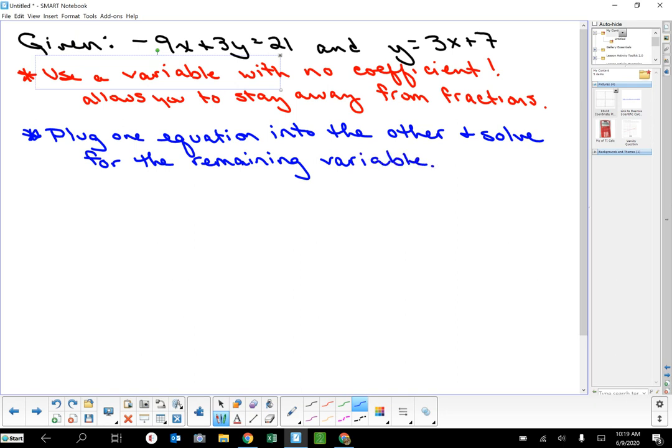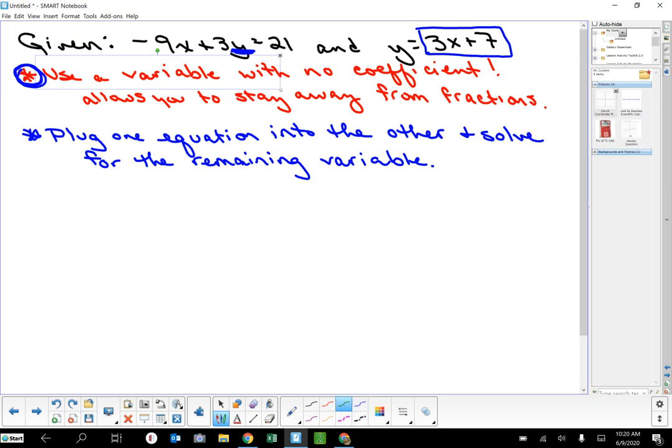Okay, so here we already have, if you look at the 2 equations at the top, negative 9x plus 3y equals 21 and y equals 3x plus 7. Well, my first thing I said here was to use a variable with no coefficient, and this has that. Y is already by itself. So what we're going to do in substitution is take part of the equation and plug it into the other one. So I'm going to put what's in this box right here. If y equals 3x plus 7, I'm going to put 3x plus 7 where this y is. Okay? So that's going to look like this.